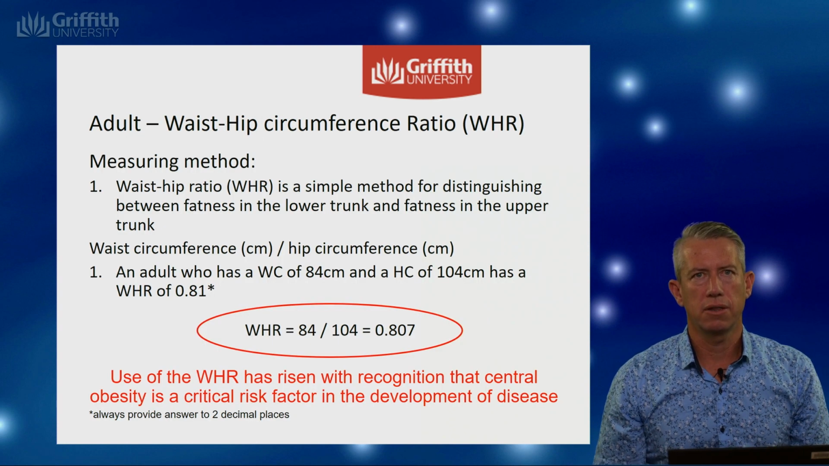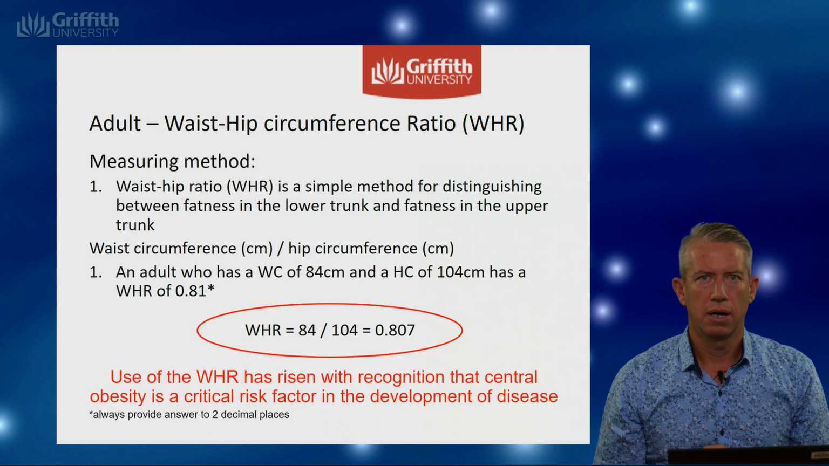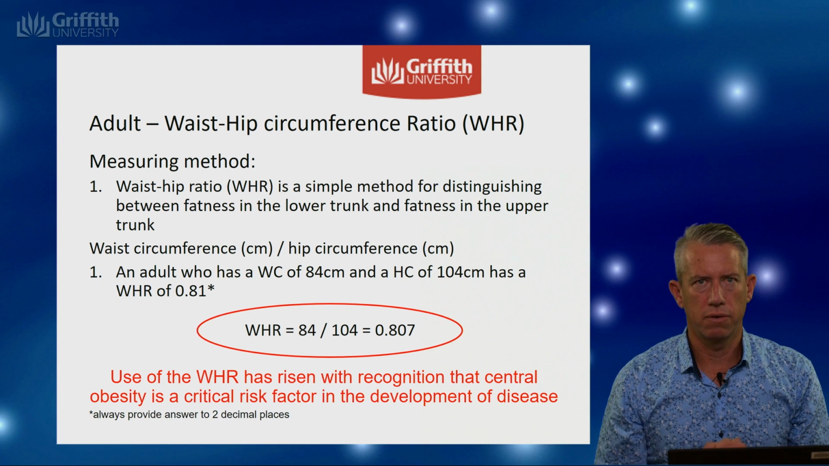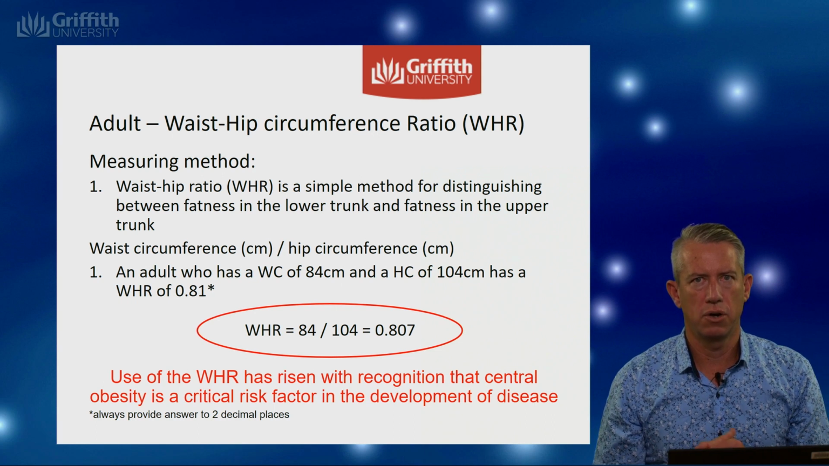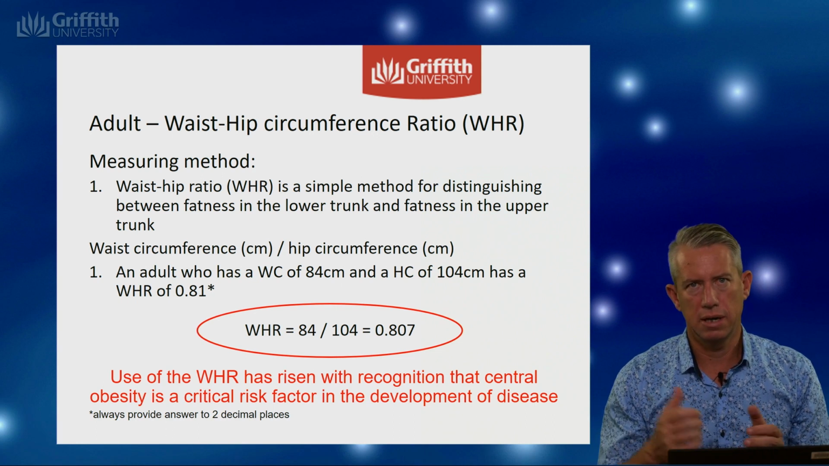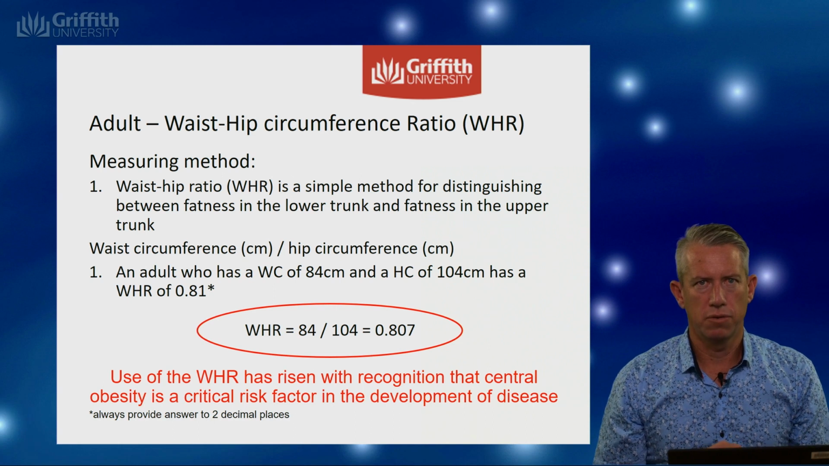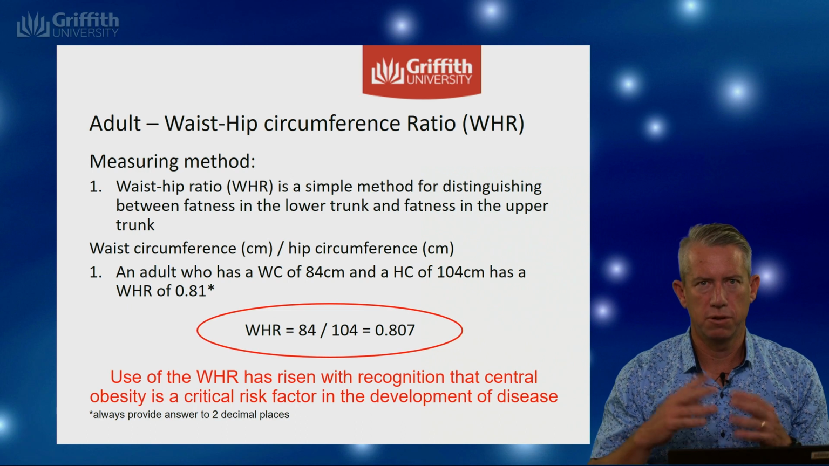We can then take those two measures and do a waist to hip circumference ratio, which is just one value divided by the other, obviously. And there are some waist-hip ratio values or examples here. The use of the waist-hip ratio has risen in recognition for its relationship to central obesity.